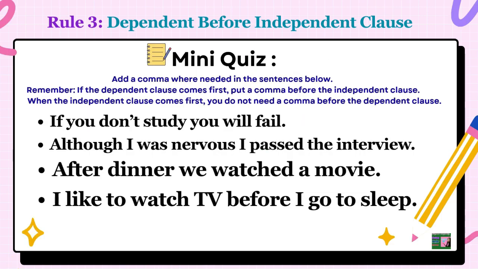For your mini quiz, add a comma where needed in the sentences below. Pause the video and think about your answers. Then, play the video again to check if you got them right. Remember, if the dependent clause comes first, put a comma before the independent clause. But if the independent clause comes first, usually no comma is needed before the dependent clause.